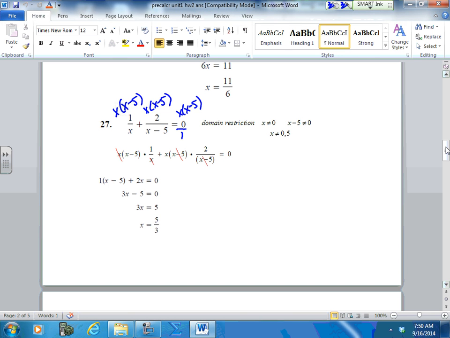Again, we had 2 restrictions. X cannot be 0 and x cannot be 5. It's nice to figure your domain restriction first, because when you get your answer, that's the one you check off of. Am I allowed to use this? If I'm not allowed to use this, I get rid of it. Good?